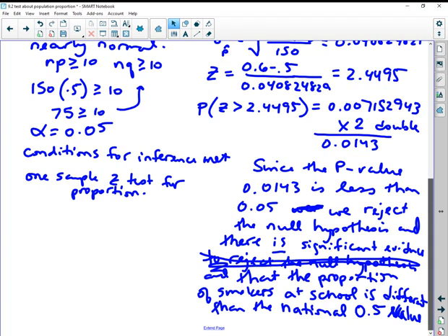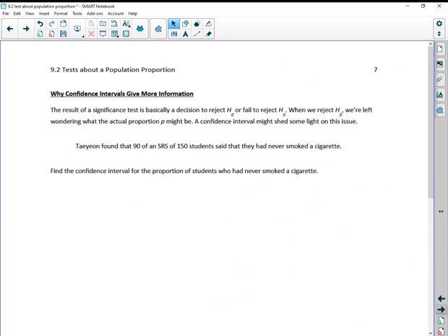Okay, so there you go. That was the test for the proportion. Okay, so then that was a test. A test is basically you've got your parameter, you're testing a statistic that you got, and you're going to either reject the null or fail to reject the null, and then you would not have significant evidence to conclude that the alternative was true.